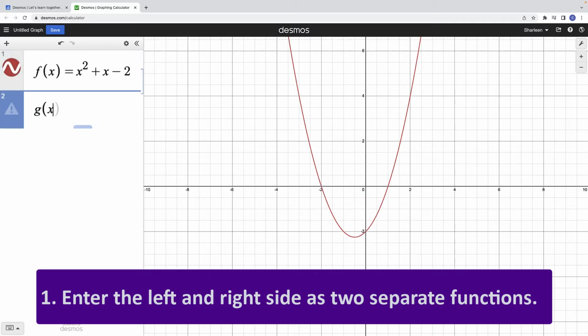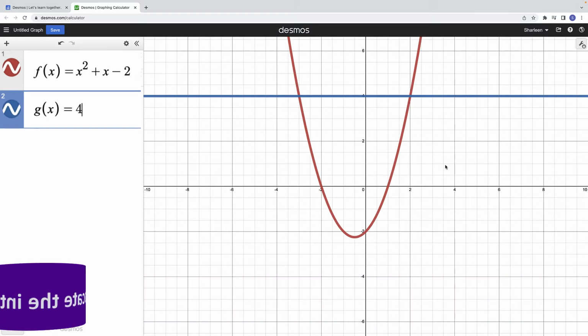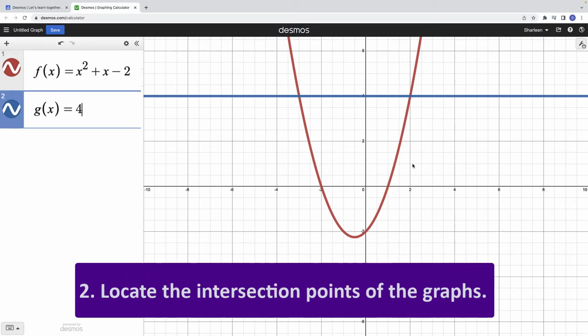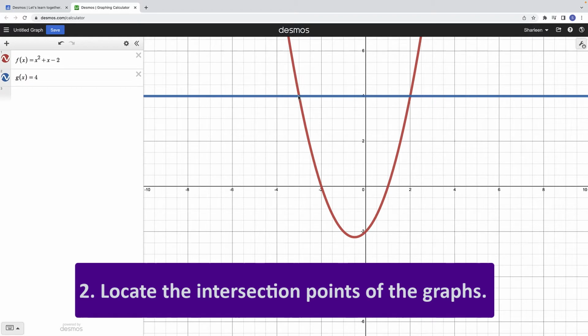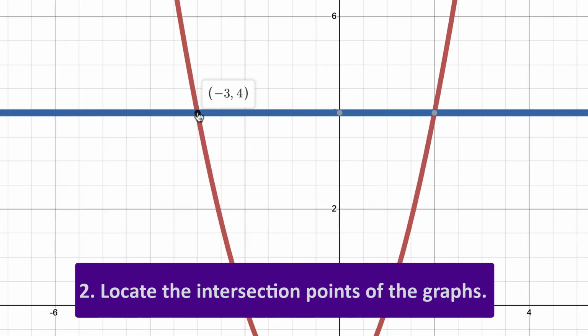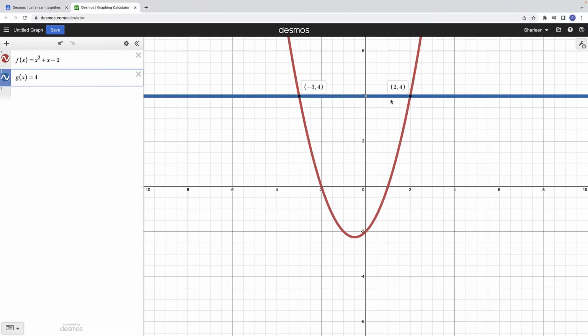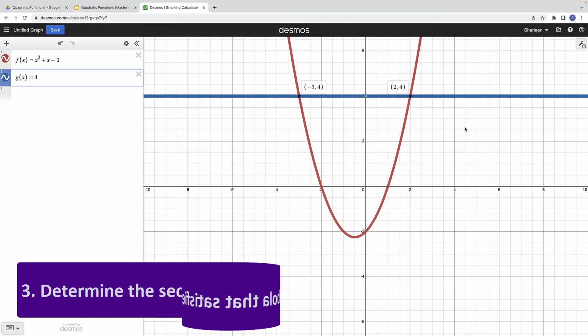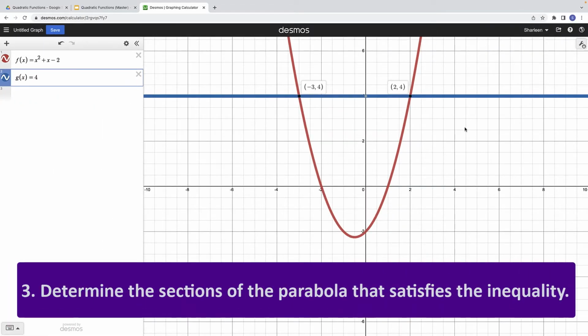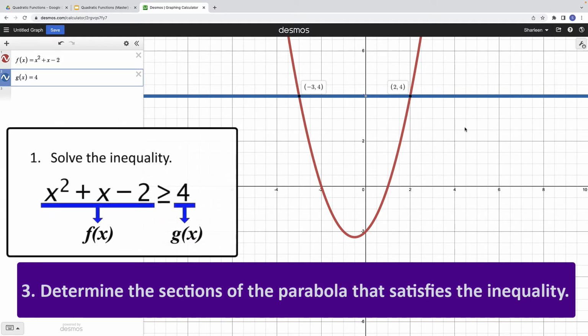Let's enter f of x equals x squared plus x minus 2, and in the second cell, g of x equals 4. The next thing we want to do is locate the intersection points of these two graphs. In Desmos, all you need to do is simply click on the point to reveal the coordinates. So these functions intersect at the points -3, 4 and 2, 4. For step 3, we need to determine which portions of the parabola satisfy the inequality. Remember, our inequality was x squared plus x minus 2 is greater than or equal to 4.